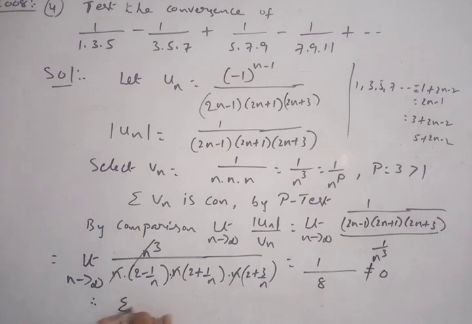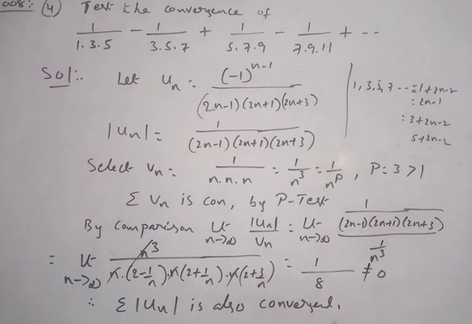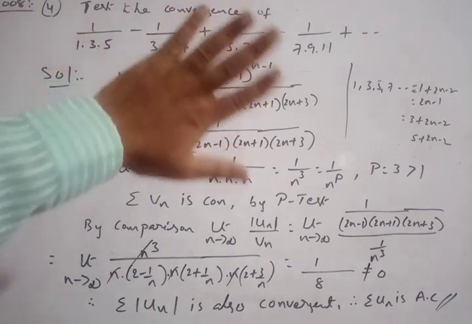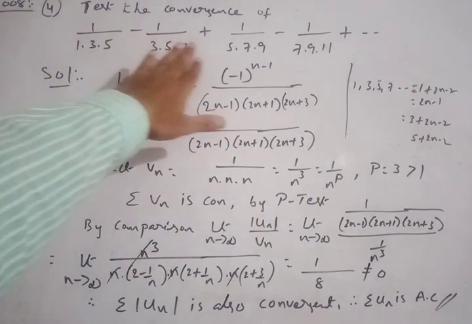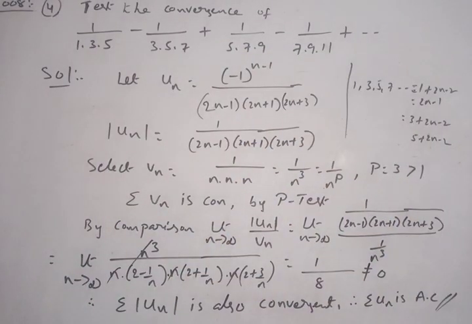So therefore sigma mod un is also convergent. If sigma mod un is convergent, then sigma un is absolutely convergent. So therefore sigma un is absolutely convergent. Like this, you need to solve these alternating series problems. Understand here how to solve. So first, identifying the type is very important. Plus minus is given. It is an alternating series, right? We already did this type of problems in my previous videos, right? So take down this problem also. I'll solve the next problem.